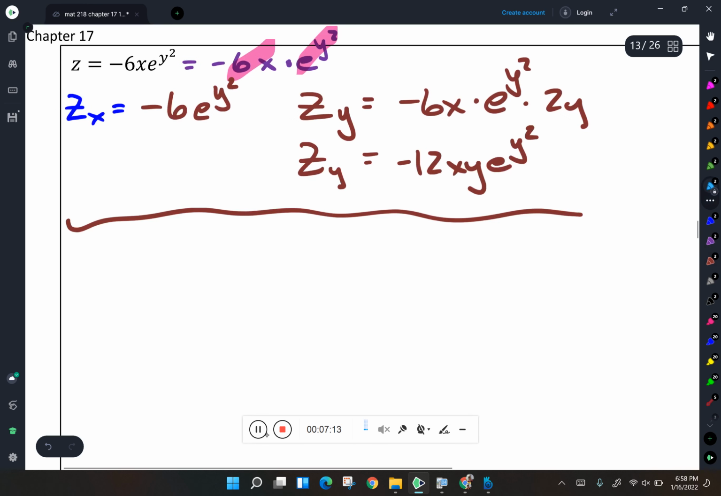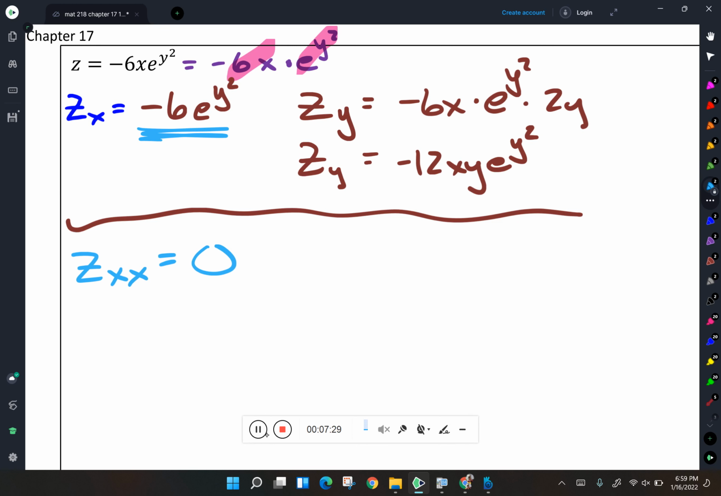Let's take a look at some second partials. Z sub xx. Z sub xx is going to be the second partial derivative with respect to x. So it's back to this guy, then take the derivative with respect to x. But there's no x's there, so it's just going to be 0. I like that. I like that a lot.